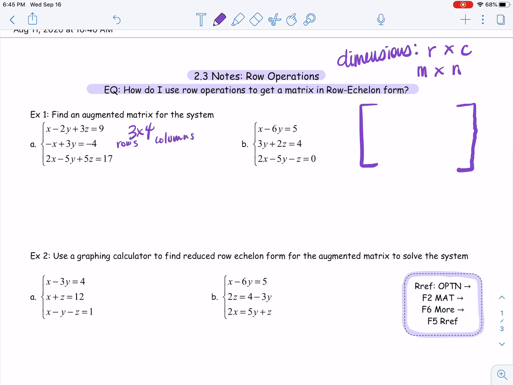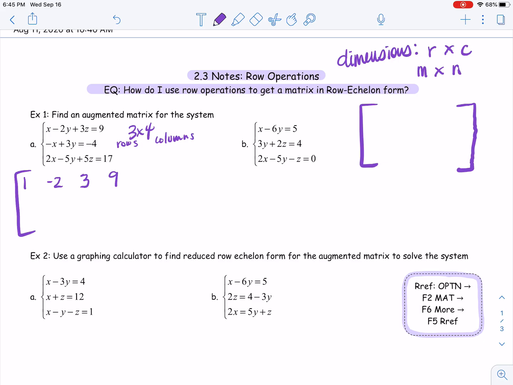So I'm starting with my bracket. I need to make sure that it's in order of X, then Y, then Z, then equaling a number. And all I'm going to do is put the coefficient of each variable and then the constant. So in this first equation, I have a coefficient of 1, -2, 3, and then a constant of 9. So that is my first row.